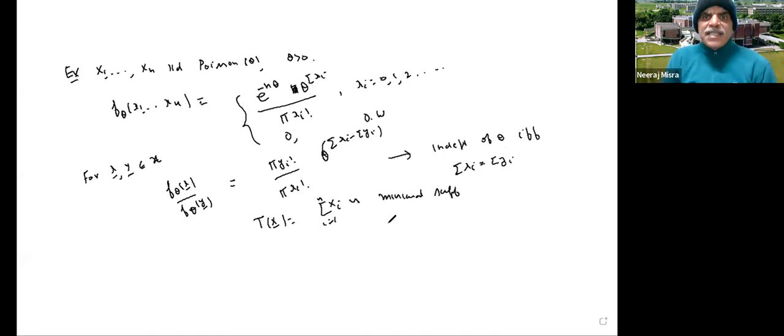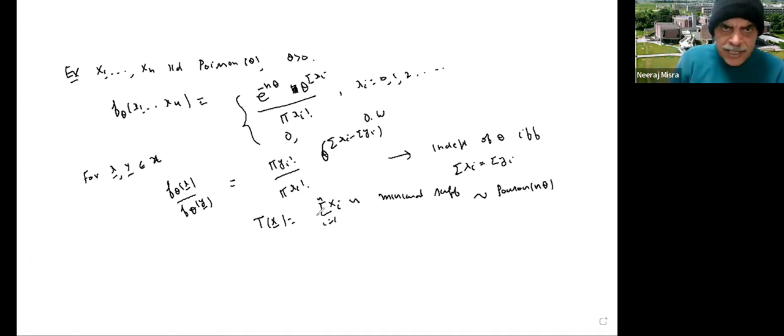Now I have to check whether it is complete or not. For that, I need to know what is the distribution of T. I know that if x1, x2, ..., xn are IID Poisson(θ), then T(x) has Poisson(nθ), because I know that Poisson distribution has the reproductive property. So T(x) would be Poisson(nθ). So what do I have to check for completeness?